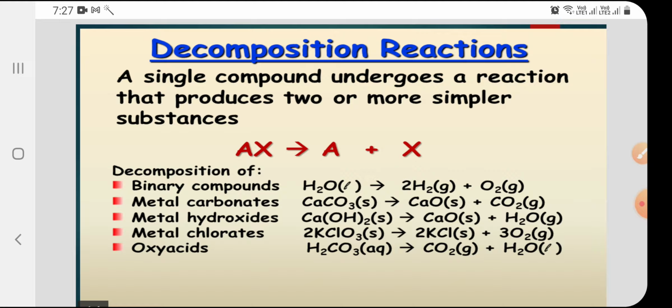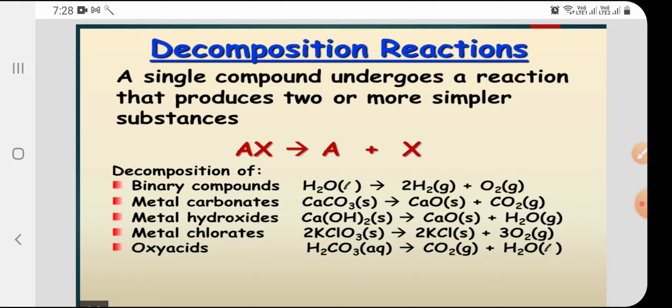So this is a decomposition reaction, or you can say the decomposition reaction is just the reverse of combination reaction. Like in combination reaction, you studied that when two or more substances combine to each other, they form a compound. That is the combination reaction. And in decomposition reaction, a single substance splits up to give simpler substances to you. So that is called decomposition reaction.